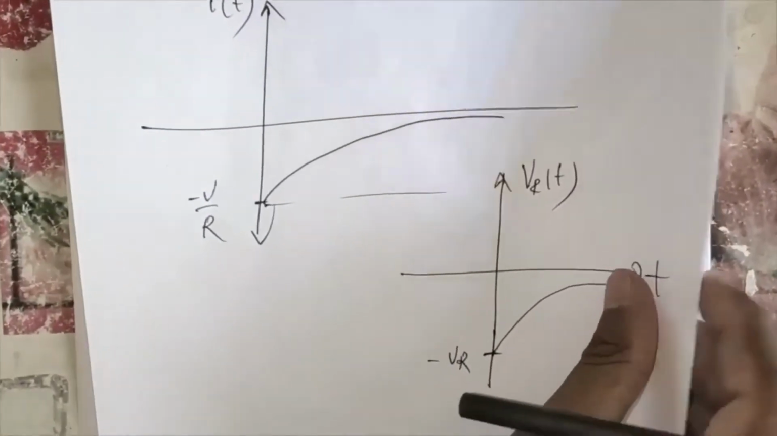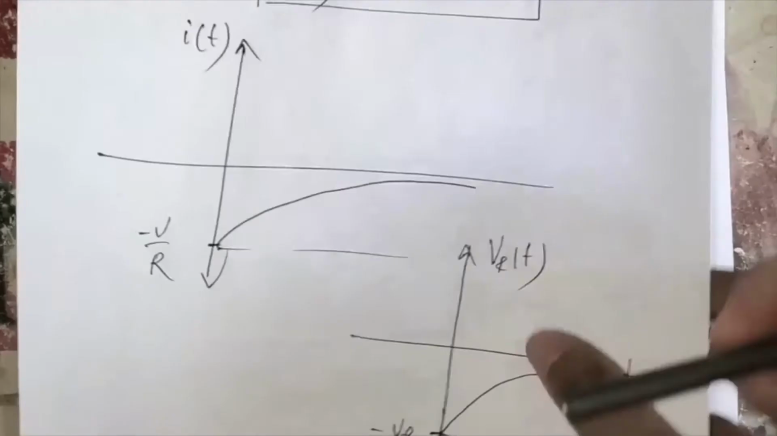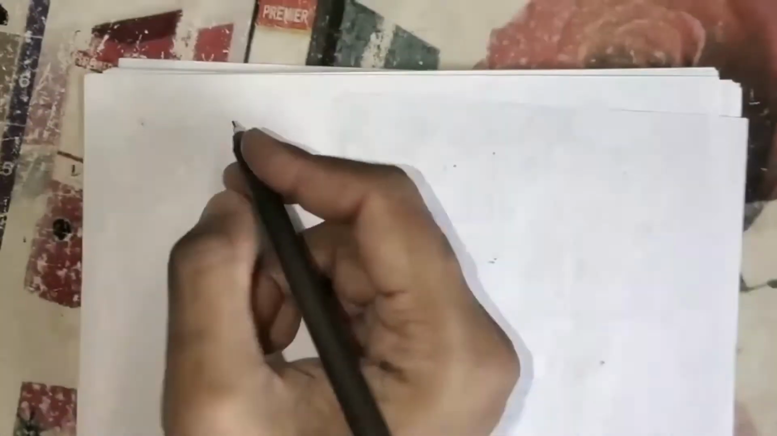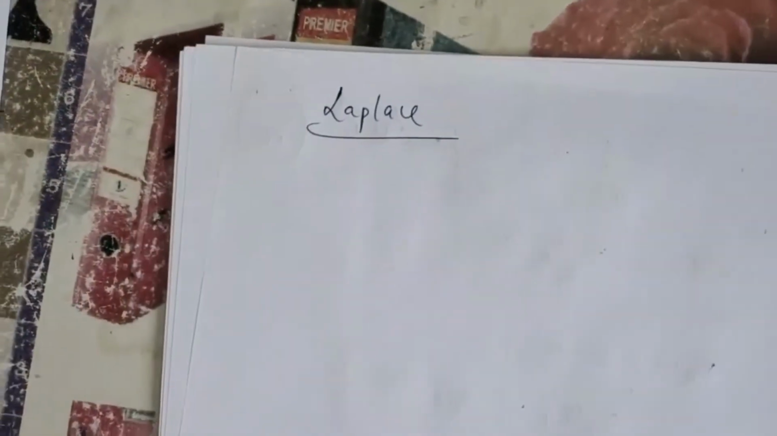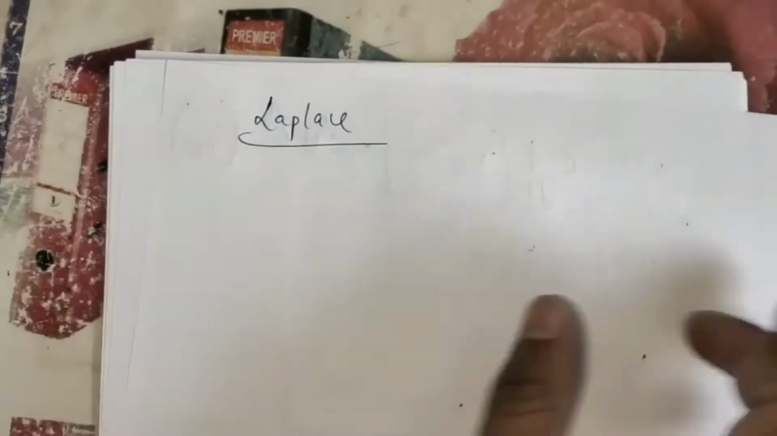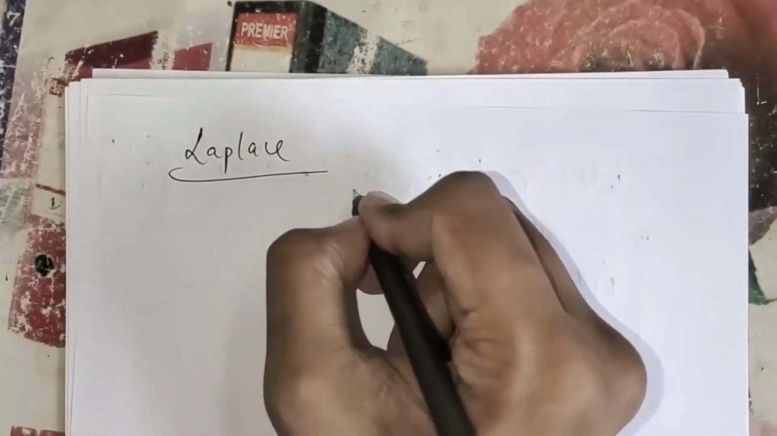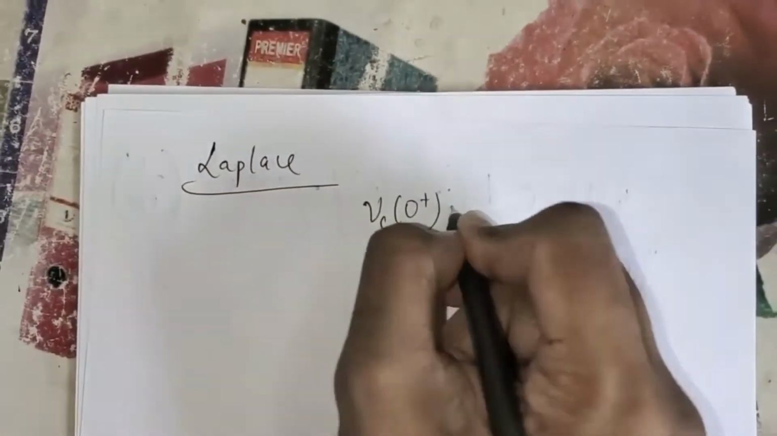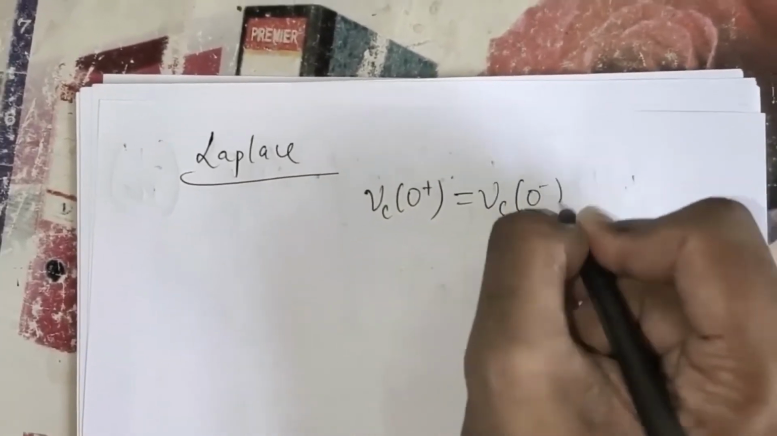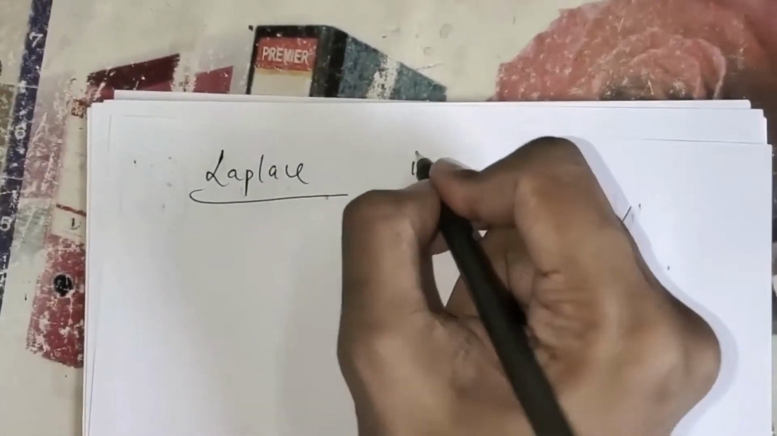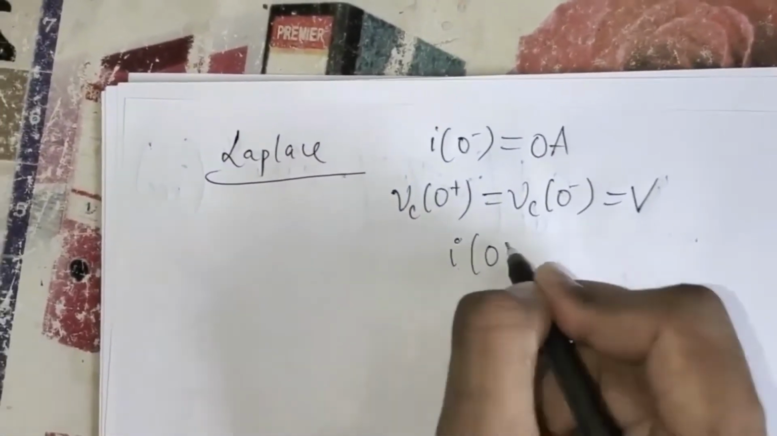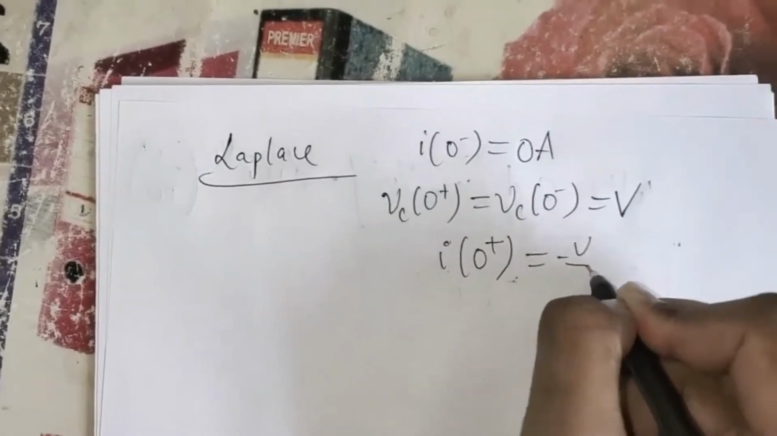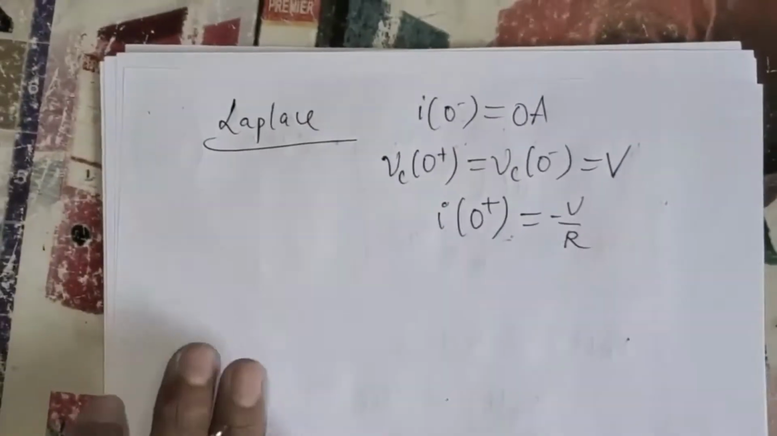Let us now derive the same expression using Laplace transform. In the Laplace transform method, the initial conditions are the same as we obtained using the differential equation method. Vc of 0 plus is equal to Vc of 0 minus, which is V, I of 0 minus is equal to 0 amps and I of 0 plus is equal to minus V by R. So the initial conditions will not change.